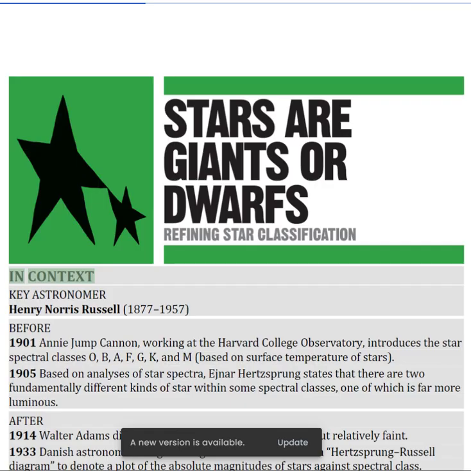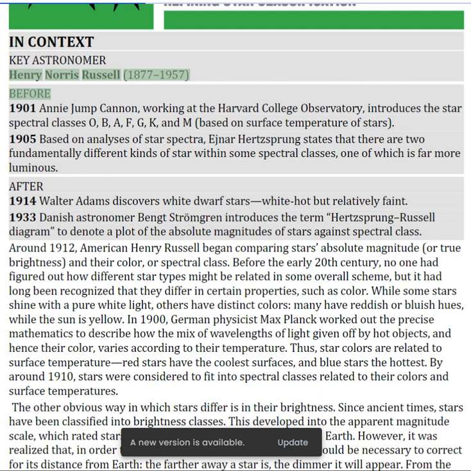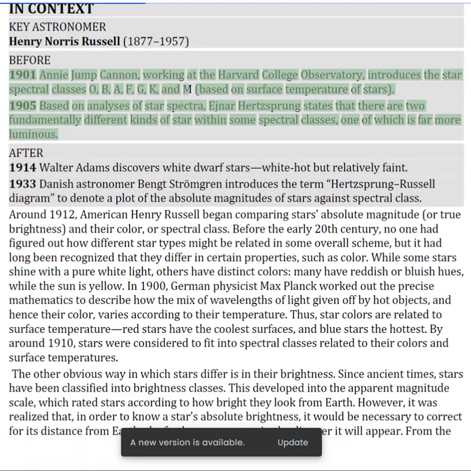In context. Key astronomer: Henry Norris Russell. Before 1901, Annie Jump Cannon, working at the Harvard College Observatory, introduces the star spectral classes O, B, A, F, G, K, and M. 1905, based on analyses of star spectra, Ejnar Hertzsprung states that there are two fundamentally different kinds of star within some spectral classes, one of which is far more luminous.